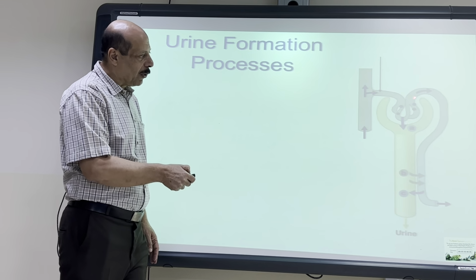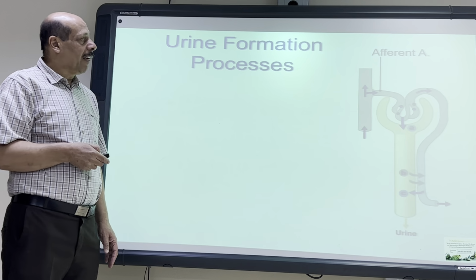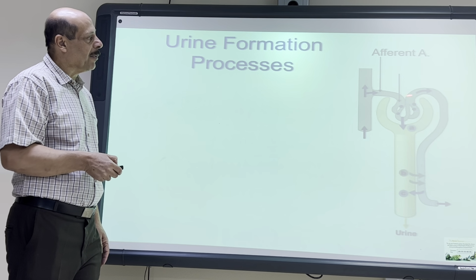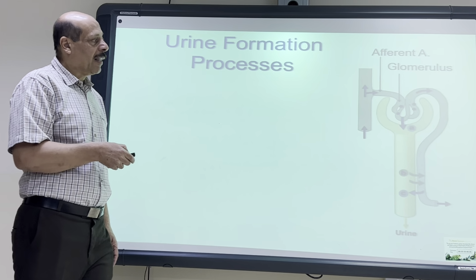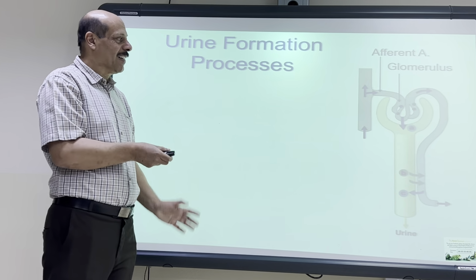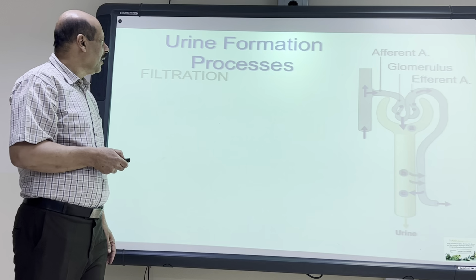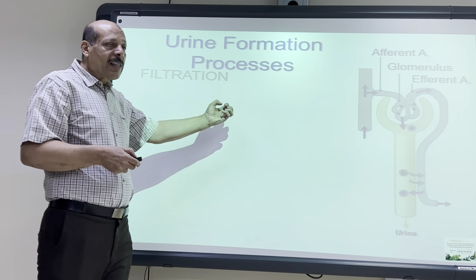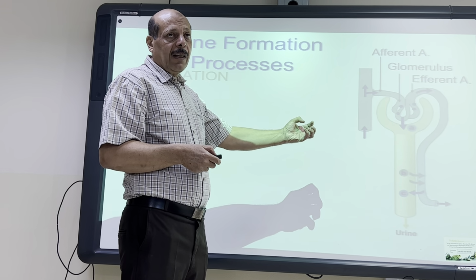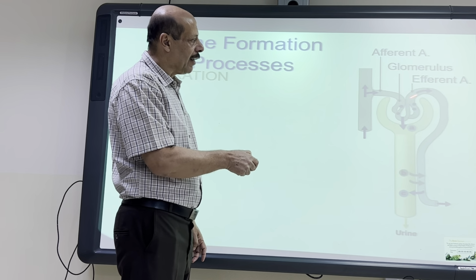So the blood is coming through the afferent arteriole. Then inside here, the capillaries are there, a bit of capillaries, in the glomerulus. This is the glomerulus. So the glomerulus is full of blood vessels. And this is the efferent arteriole. Where does the filtration occur? In which part will the filtration occur? In the glomerulus. So the filtration occurs here.